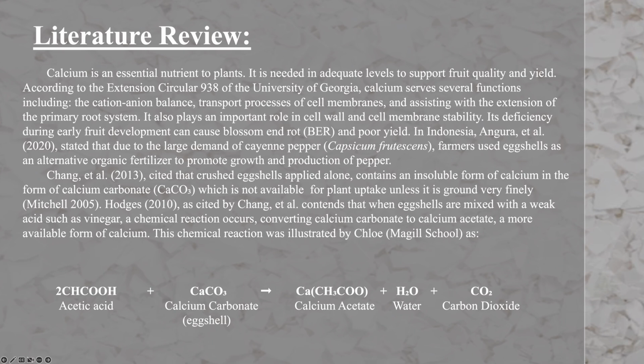Calcium is an essential nutrient to plants. It plays an important role in cell wall and cell membrane stability. Chang et al. 2013 cited that crushed eggshells applied alone contain an insoluble form of calcium in the form of calcium carbonate, which is not available for plant uptake unless it is ground very finely.